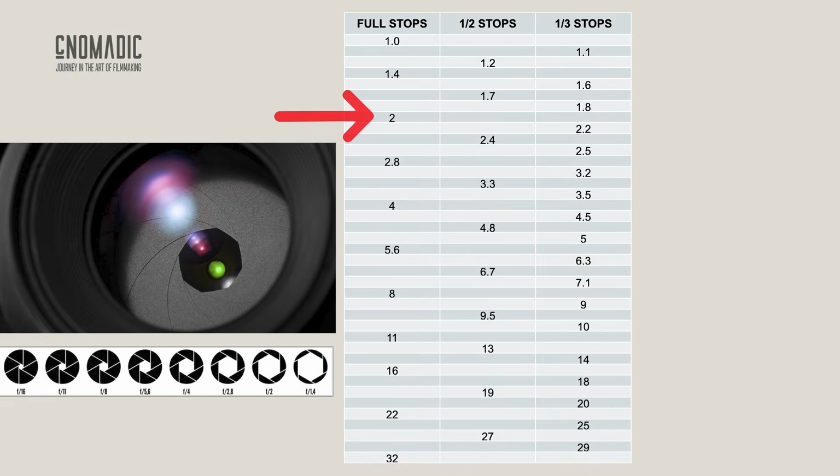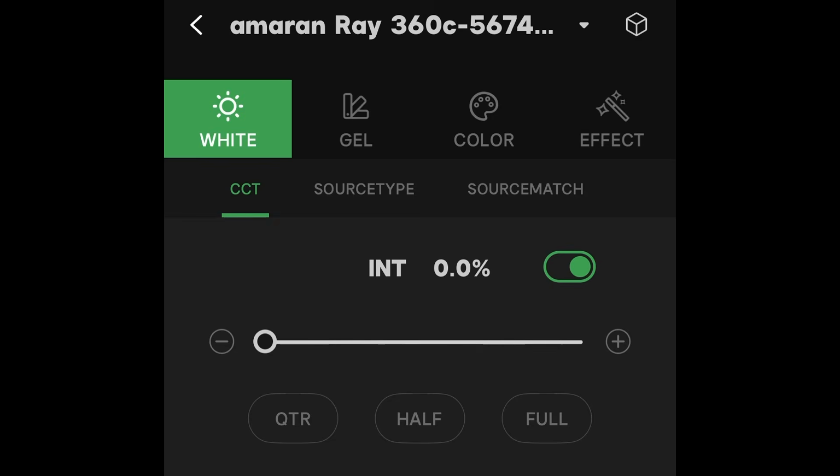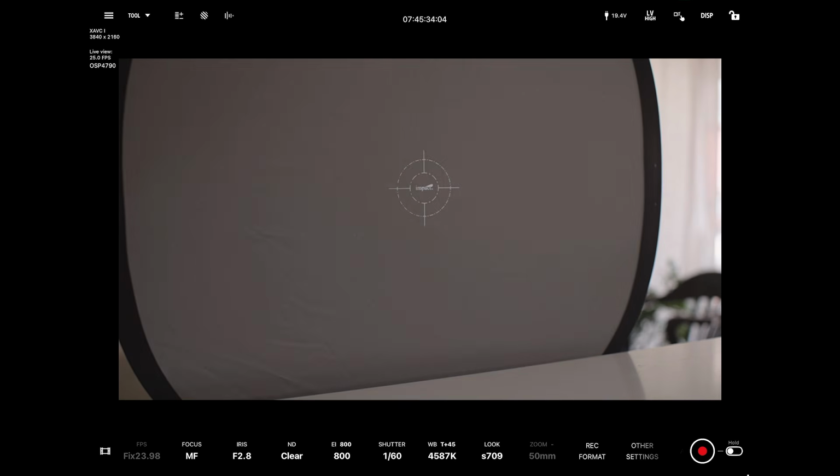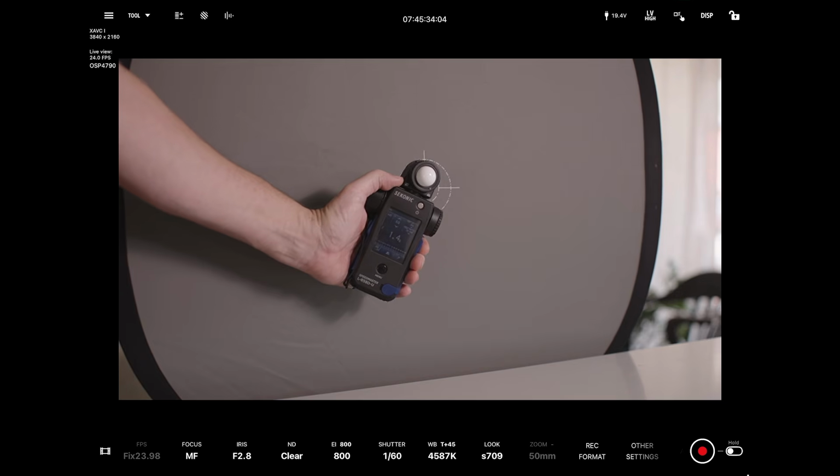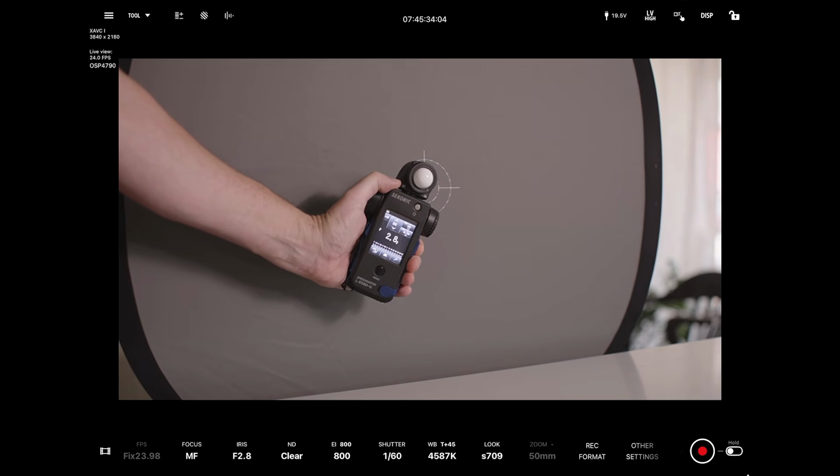What's the difference between f2 and f2.8? Remember the stops table? From 2 to 2.8 is 1 stop. So I need to add 1 stop of light to the scene. I've already dialed in the light earlier at 4% intensity. So I'll take another reading, and if everything is correct, the meter should now read f2.8, matching the aperture I've chosen on the camera. And there it is.